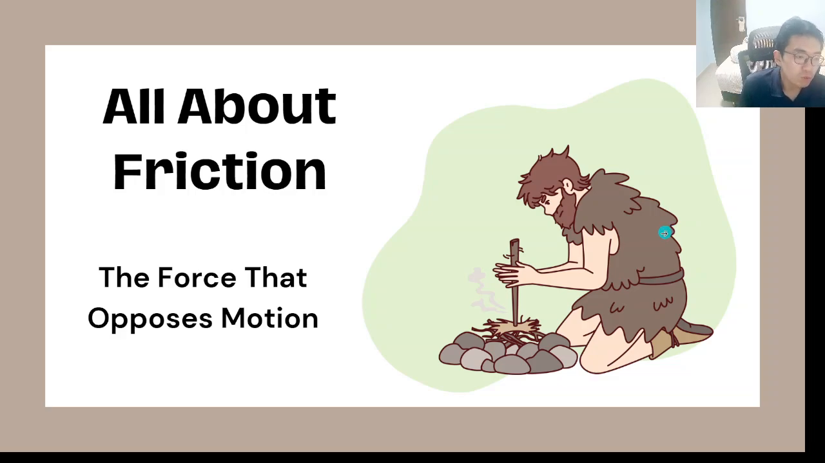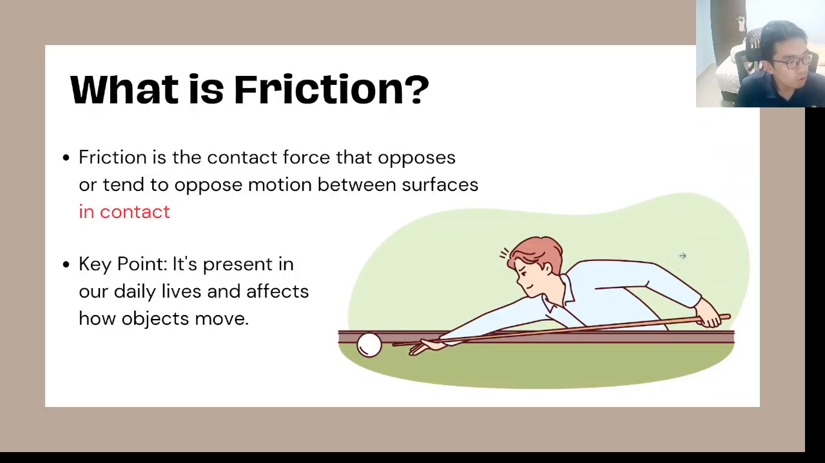Friction can be used to generate heat, to generate fire between dry wood and dry hay. So what is friction? Friction is the contact force that opposes or tends to oppose motion between surfaces in contact. The key thing is that for friction to take effect, the objects must be in contact.